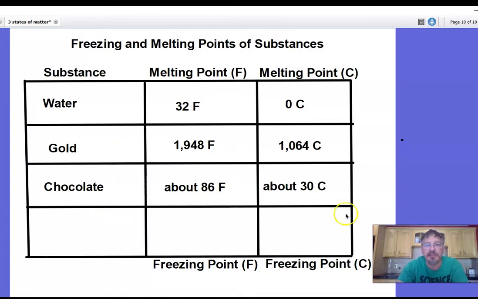All right, you see I left an empty row here. Well, that's for you to fill out. So your job now is to find another substance and find its freezing and melting points in both Fahrenheit and Celsius. Now, just getting back to the table, you do not need to know the freezing and melting points of gold, chocolate, or probably whatever you do here. You do need to know the freezing and melting point of water and also the boiling and condensing point of water. The only reason I put these here and we're doing this is to illustrate that every substance has its own unique freezing and melting points.